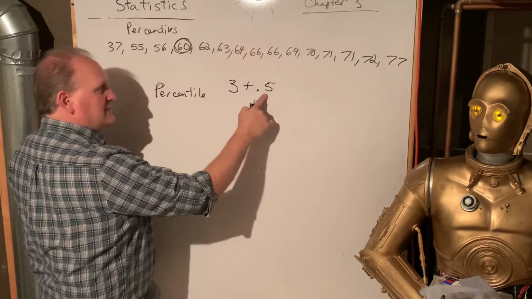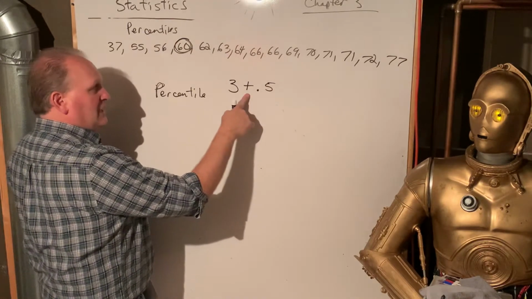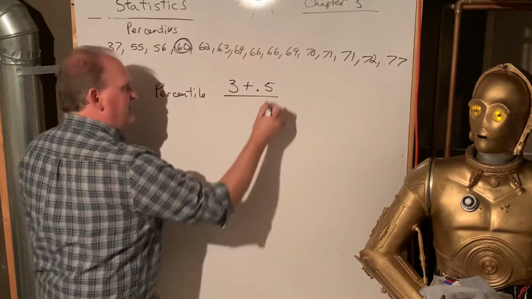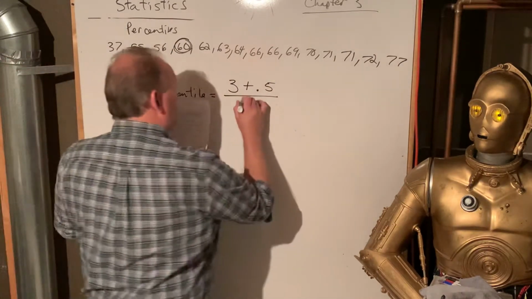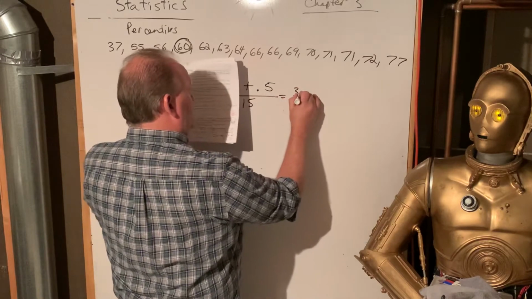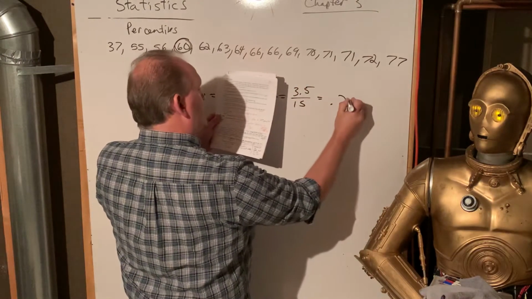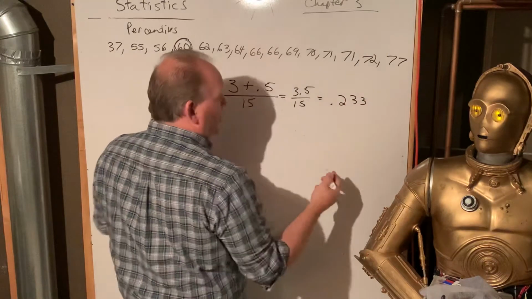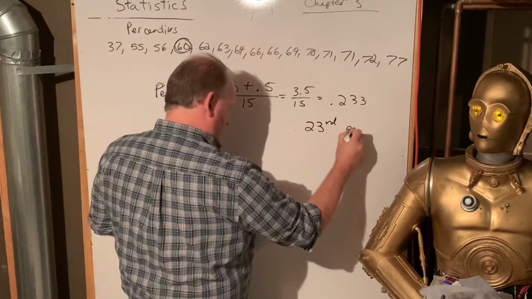That's a constant. So it's however many pieces of data are below plus 0.5 divided by the total number of pieces of data, which is 15. So we do 3.5 divided by 15. You click that into your calculator, you get 0.233333, or that's about the 23rd percentile.